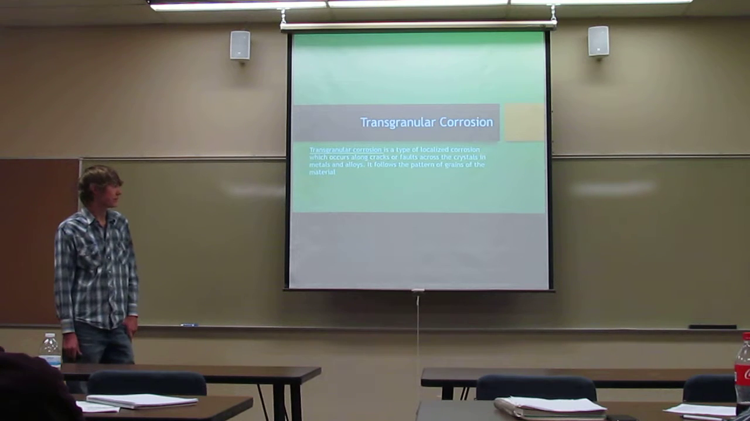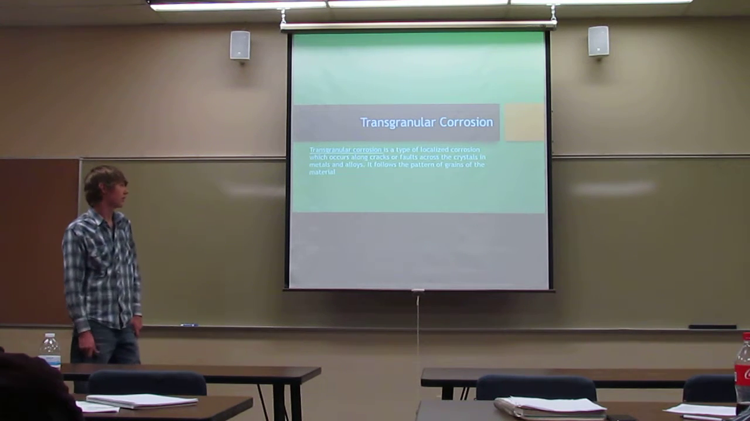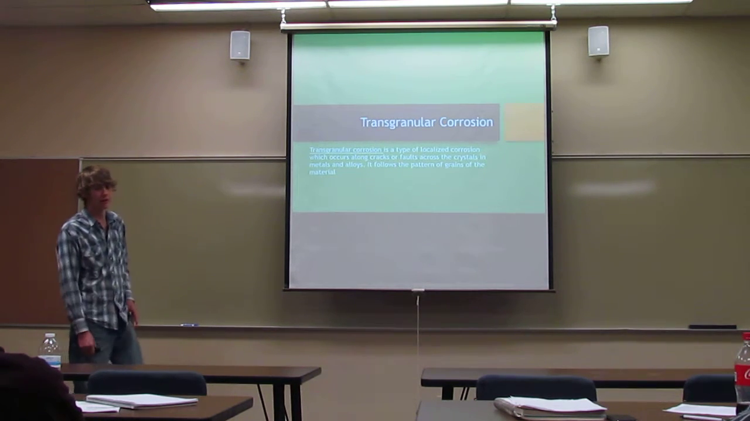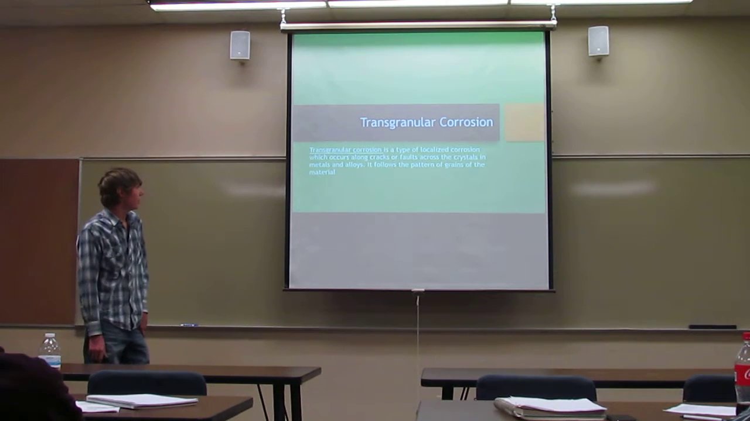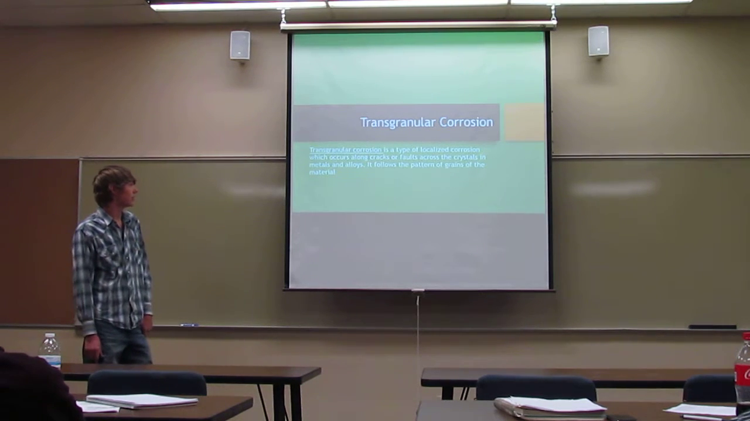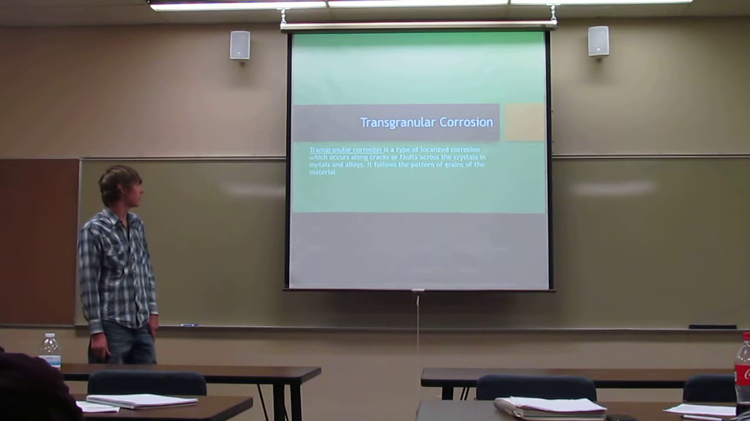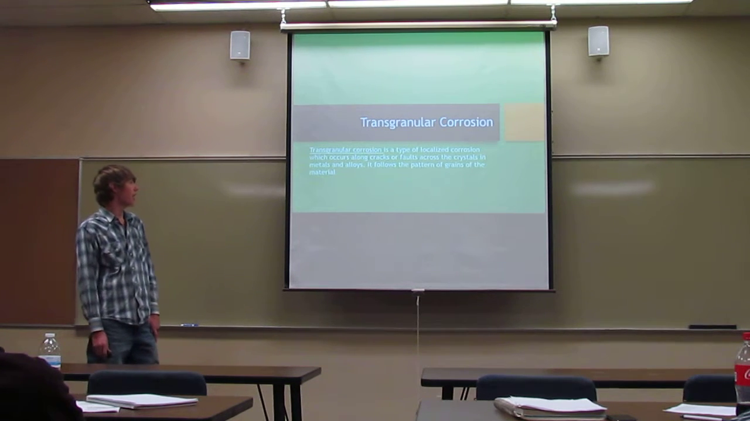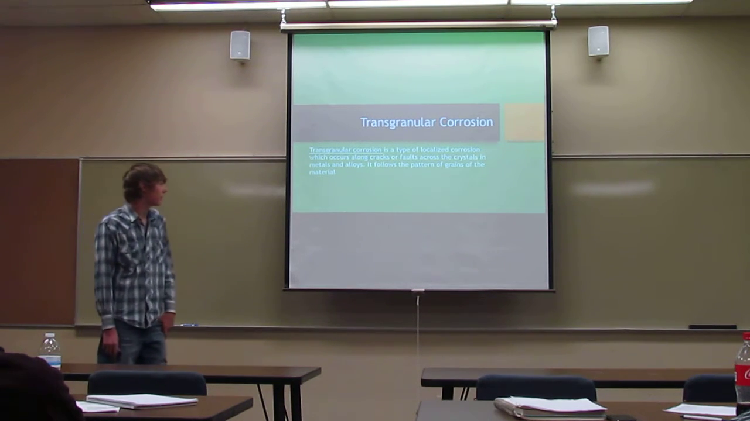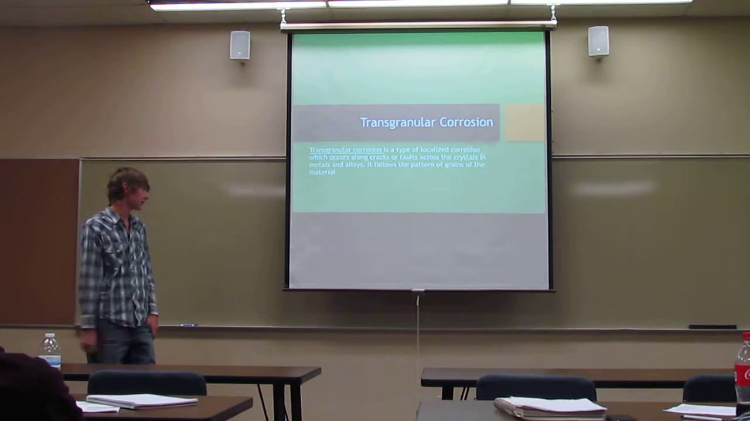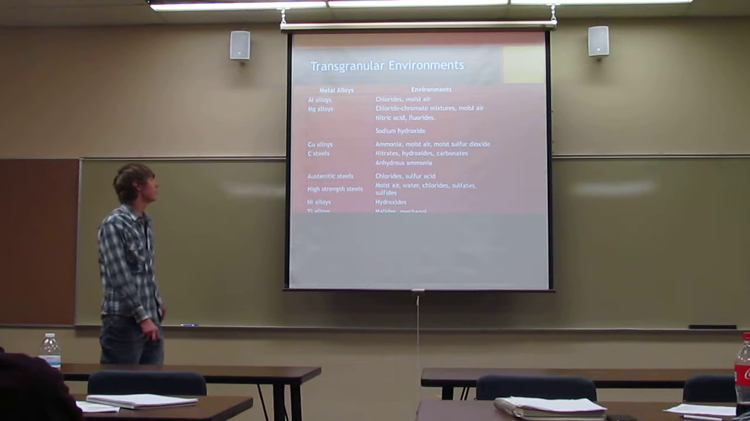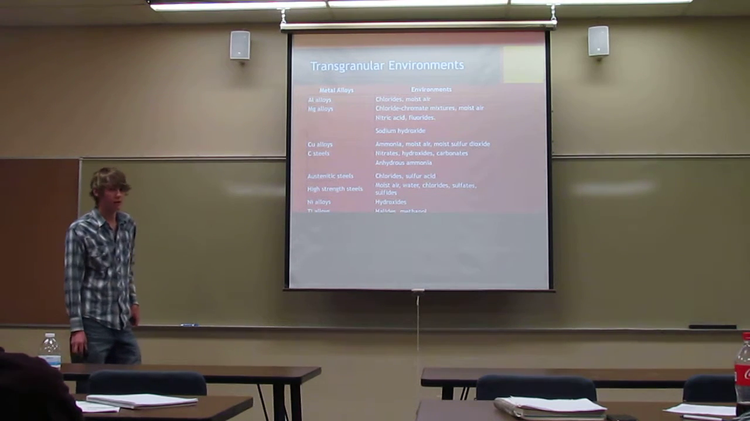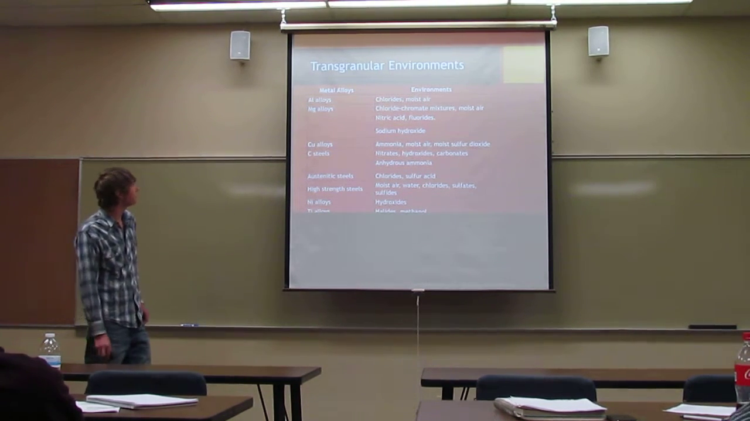Transgranular corrosion is very similar, it just happens differently, within the grains, but other than that it's pretty much all the same. Still going to go through everything though. It's a type of localized corrosion which occurs along cracks or faults across crystals in the metals or alloys. It follows a pattern of grains of the material, so it goes through the grains.